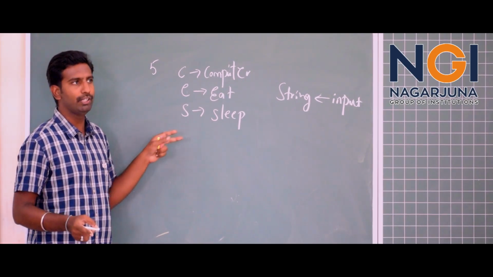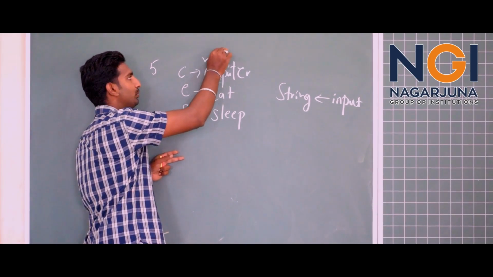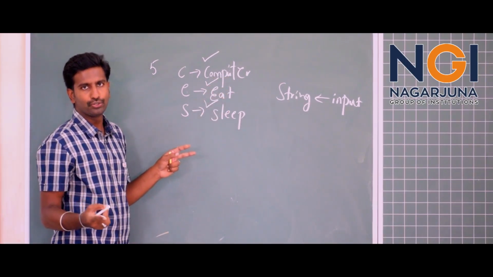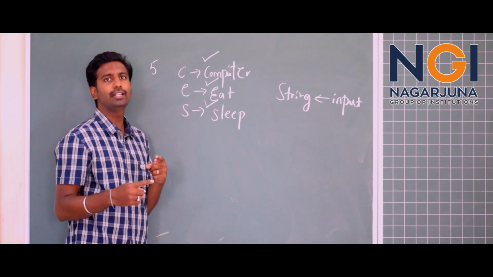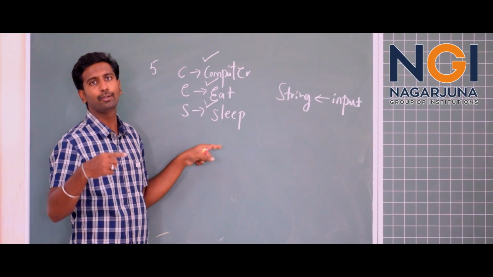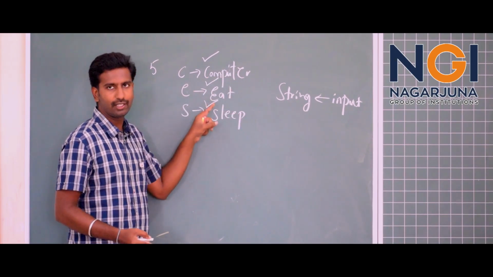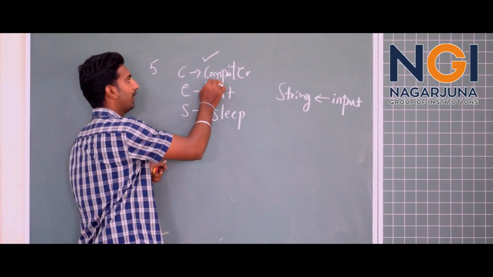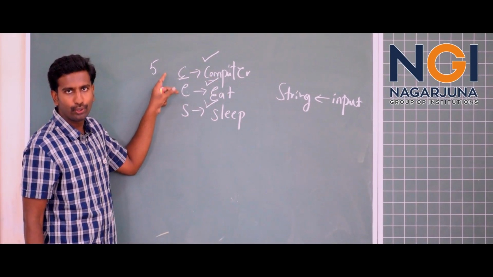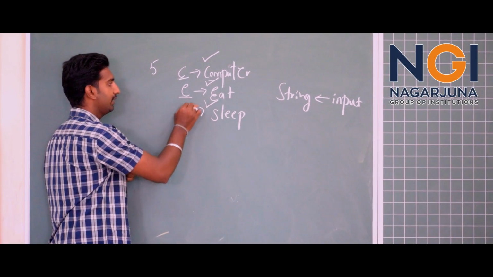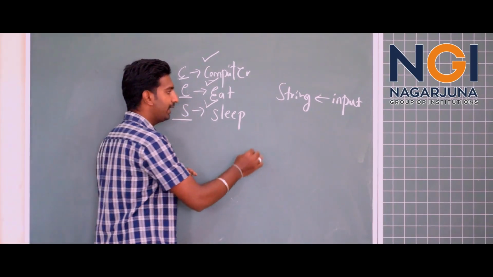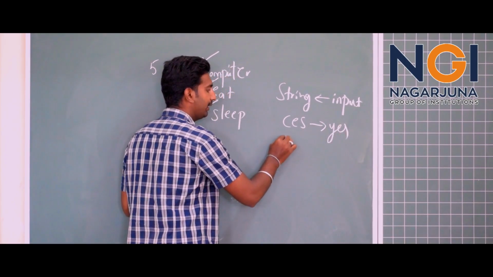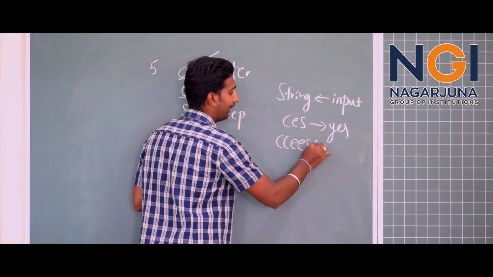His daily routine should always be in this fashion. First he needs to use the computer, then eat something, and then sleep. If he changes his order, then his daily routine has been changed, and I need to print no. If his daily routine is correct, I need to print yes. This is what the problem asks. How are they going to give it? For the computer, they code it as C, for eat, E, and for sleep, S. So if I get an input such as CES, I need to print yes. If I get CCEESS, again I need to print yes.